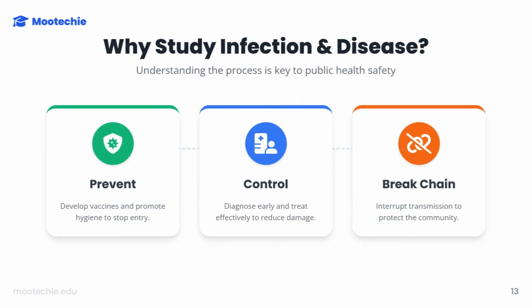Now, let us see why studying infection and disease is important. First, prevention. Understanding infection helps in developing vaccines and promoting hygiene. Second, control. Early diagnosis and treatment reduce disease severity and complications. Third, breaking the chain. Interrupting transmission protects the community and improves public health. This knowledge is essential for healthcare and society.